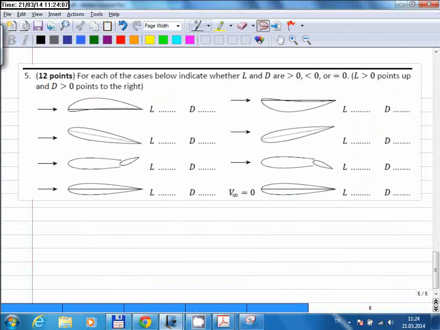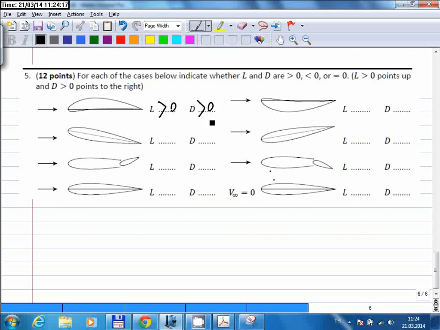Actually, we can just very quickly complete this. So we have positive camber, 0 degree angle of attack. Due to positive camber, lift should be greater than 0, and drag should be greater than 0 as well. And in this case, we have negative camber. So the angle of attack is 0, but lift should be negative for that, and drag should always be positive.